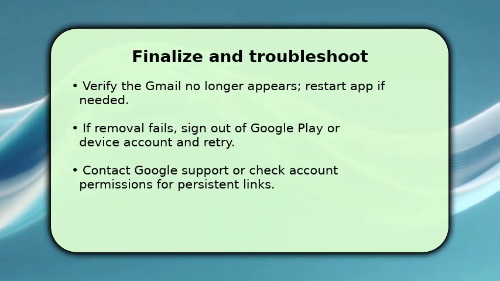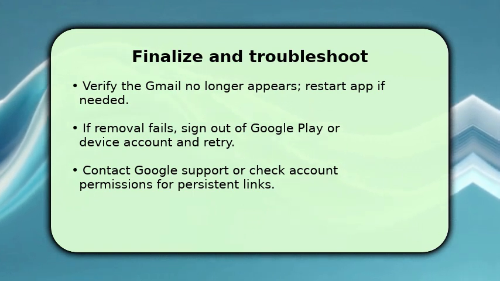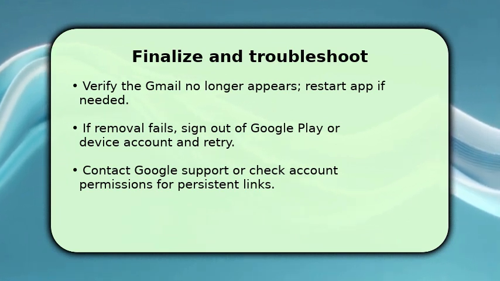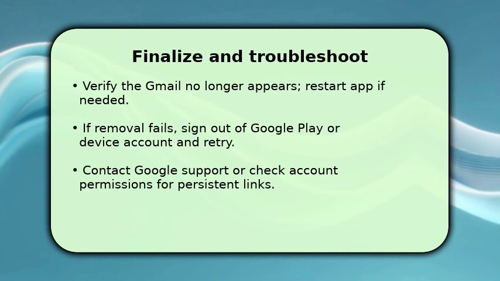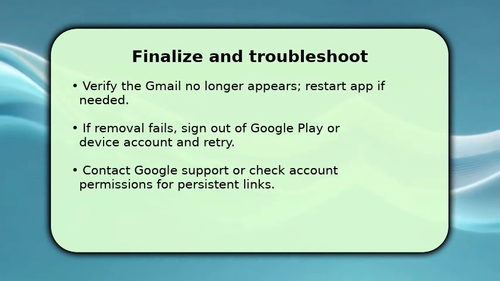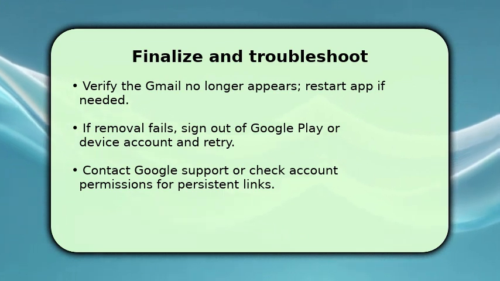If the address still appears, sign out of the device's Google account in Settings Accounts, then sign back in and retry removal in Google Pay. Make sure no payments or subscriptions are blocking removal. If problems persist, check account permissions and connected services, and contact Google support for persistent links. That troubleshooting step resolves most stuck removals.